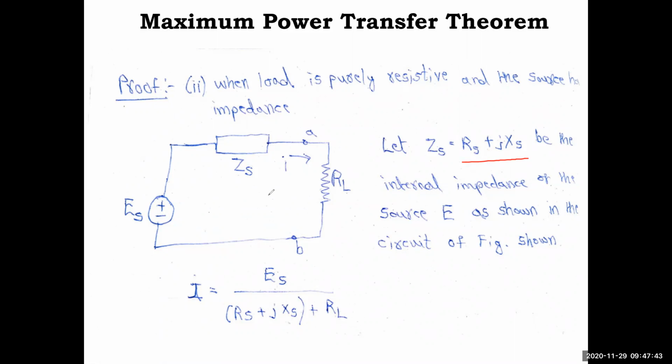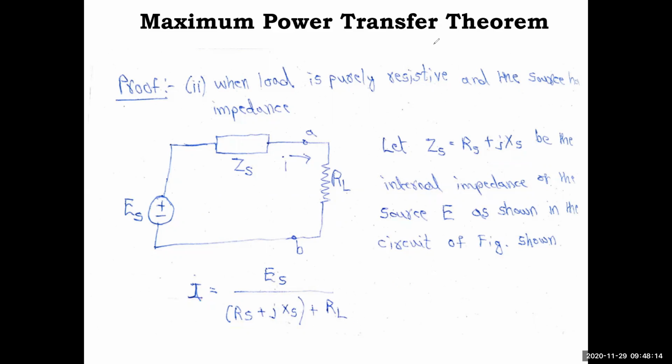Again, the procedure is the same. Write the equation for current now. I, which I have considered, is nothing but IL only. IL is equal to ES divided by the equivalent impedance. Source voltage is only one, ES. So ZS is nothing but RS plus jXS, plus RL. So this is how we have written Ohm's law.